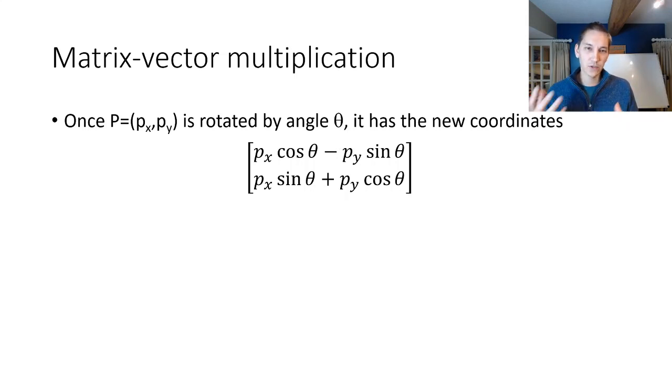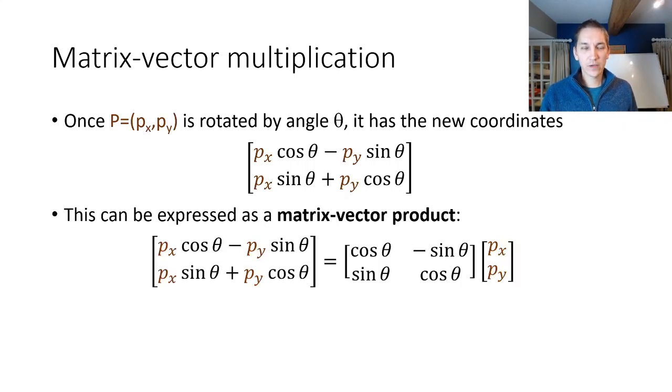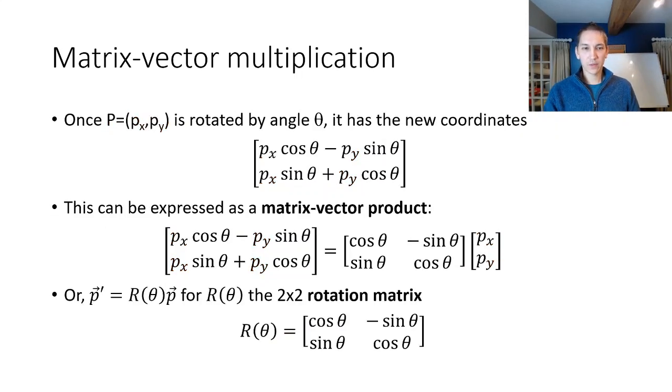Now, if we squint at this a little bit, we can pull the p coordinates out of this equation to recover the p vector as a matrix vector product, where this expression gives us a 2x2 matrix times a 2x1 vector, which is the original point coordinates. So this matrix here is special.